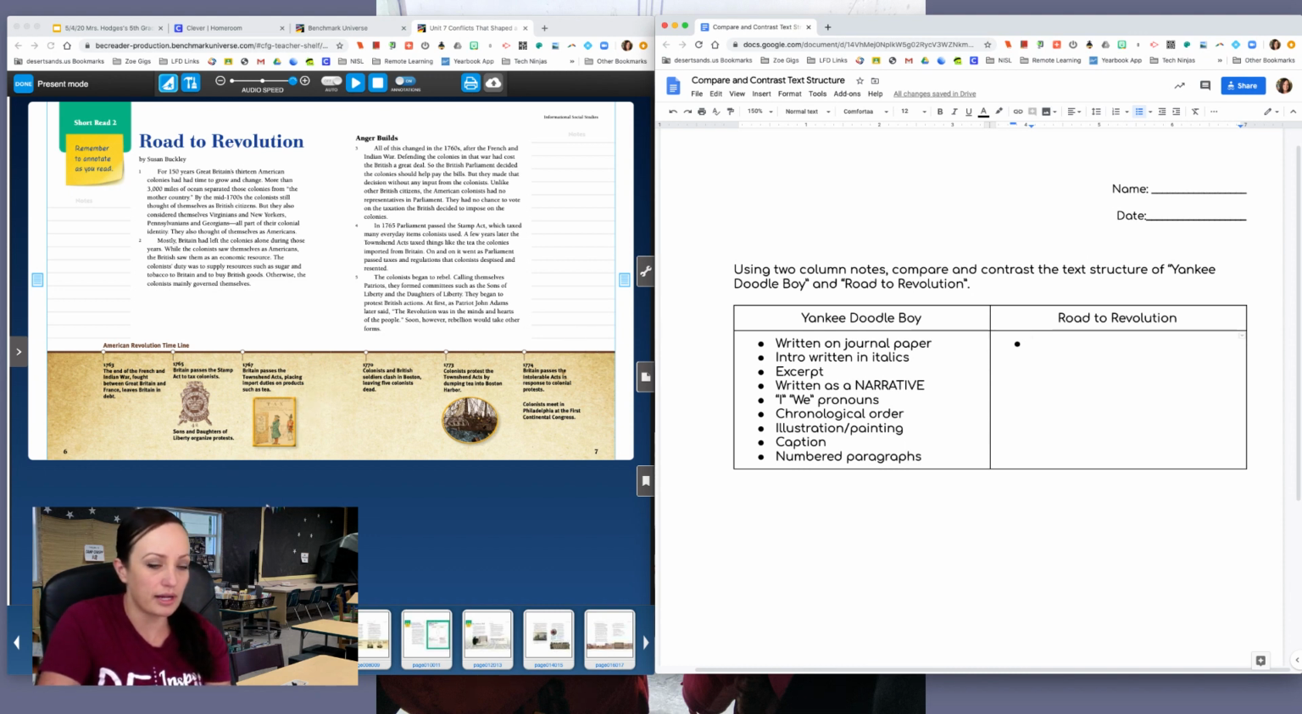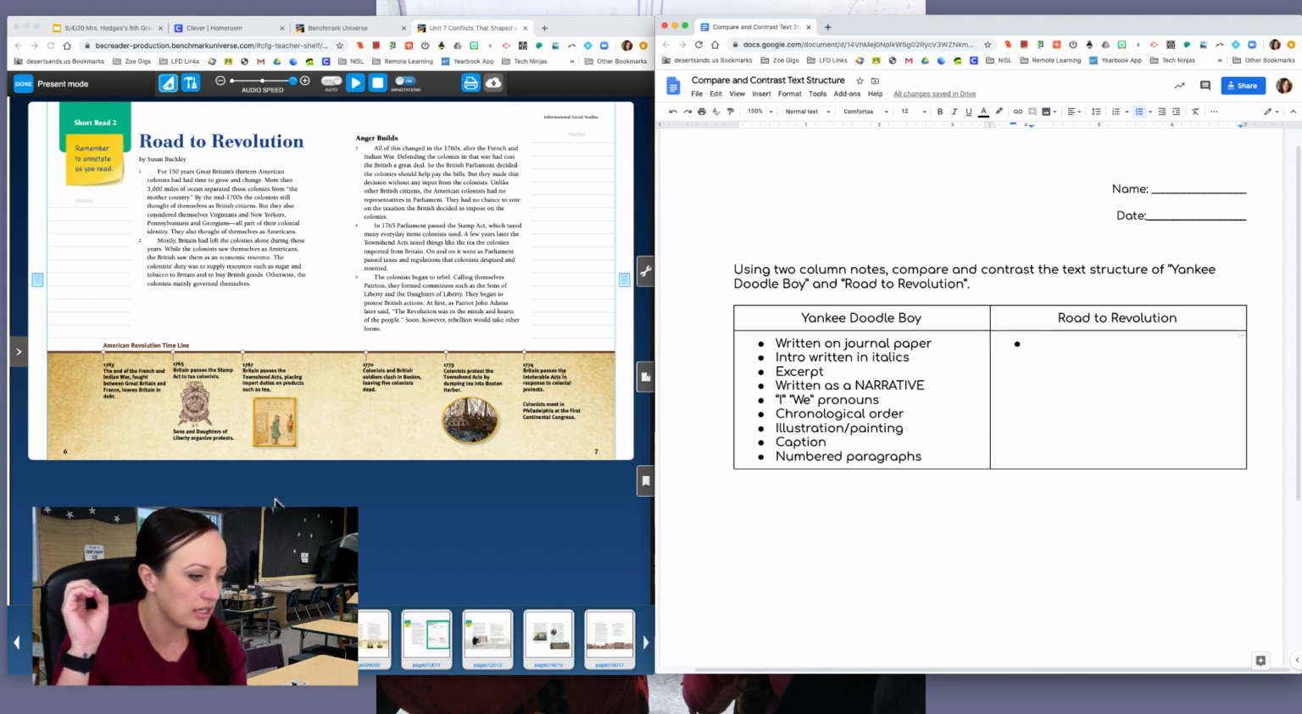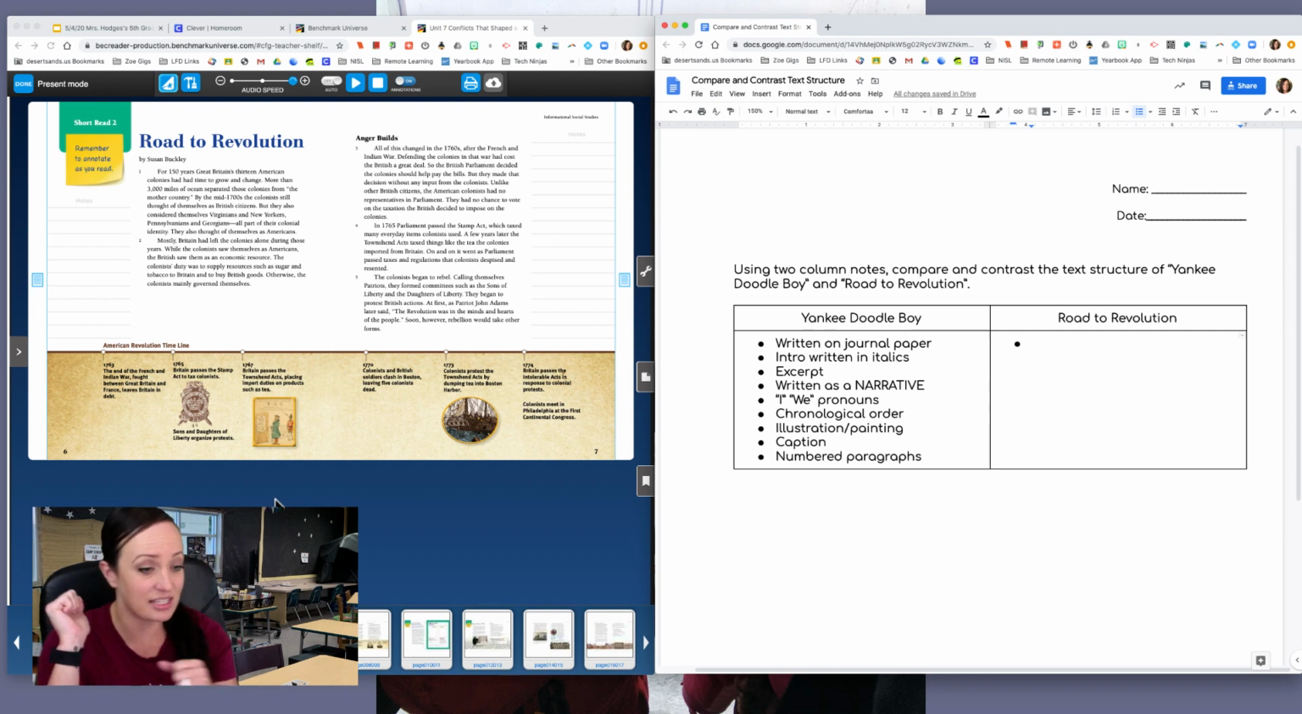Is it in chronological order? Is it set up where it's problem and solution? Is it cause and effect? What typically do you see happening in this text as you read it or reread it? Note that, and what point of view. Is it written as I, we, or is it not? What are the other things that you see? So basically I need you to analyze this text the same way that I analyzed Yankee Doodle Boy for you.